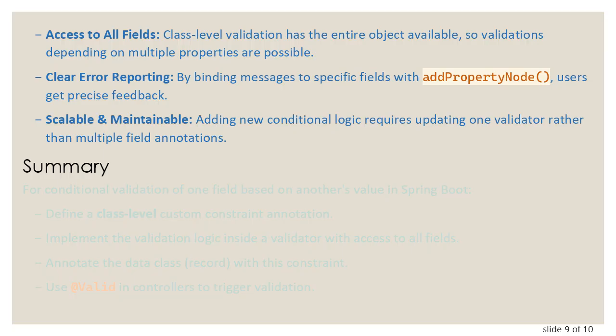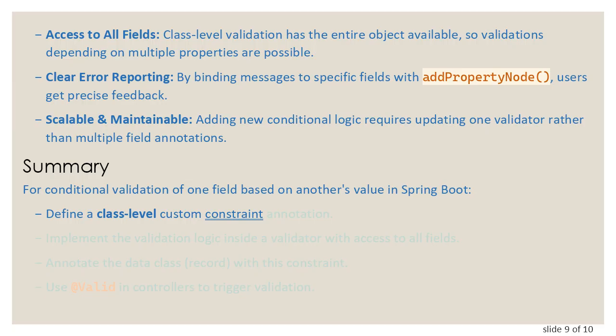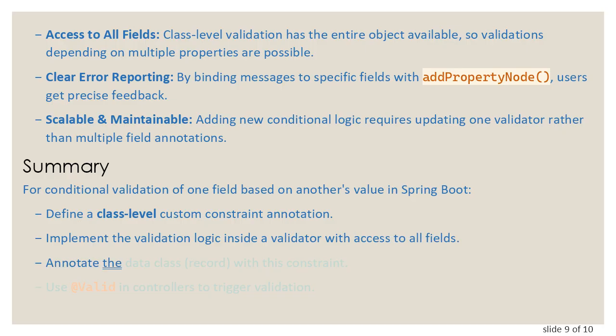Summary. For conditional validation of one field based on another's value in Spring Boot, define a class-level custom constraint annotation. Implement the validation logic inside a validator with access to all fields. Annotate the data class, record, with this constraint. Use @Valid in controllers to trigger validation. This method keeps your validation clean, expressive, and user-friendly.